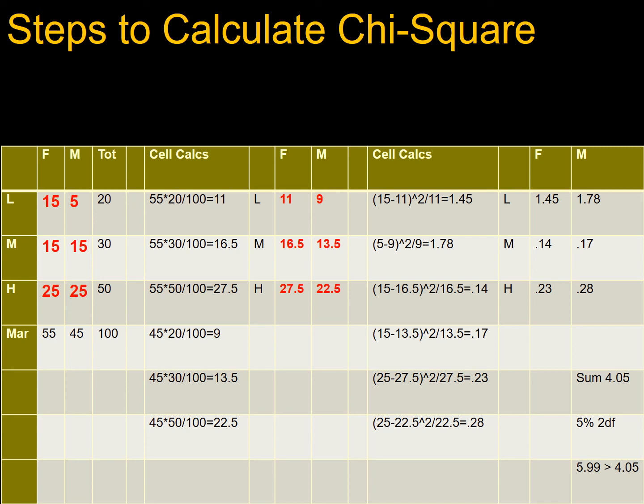In our fifth calculation, the intersection of female and high support for a policy, we have 25 minus 27.5, which is the expected frequency, squared, divided by 27.5, is equal to 0.23. In our last calculation, we take 25, which is the intersection of male and high support, subtract from it 22.5, which is the expected frequency, square it, divide again by 22.5, and that gives us 0.28.